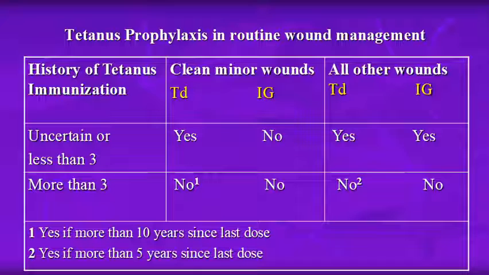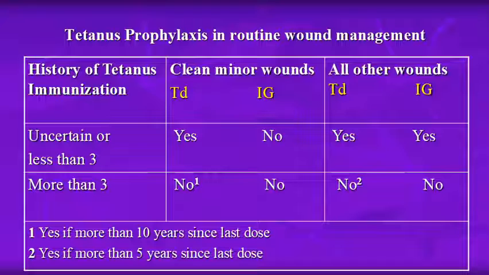Here, giving TD or IG, the choice depends on two main factors: history of tetanus immunization, which is very important, and the type of the wound. So if the history of immunization is uncertain, or the patient tells that he has 3 or fewer doses of the vaccine, and since a long time, then we better give the vaccine to make sure that there will be some immunity in this patient. And this will depend on the type of the wound.